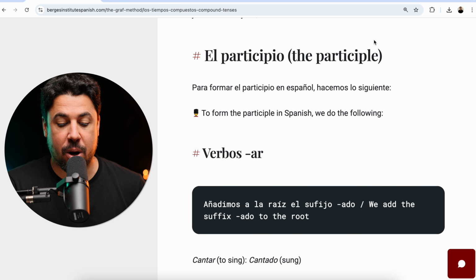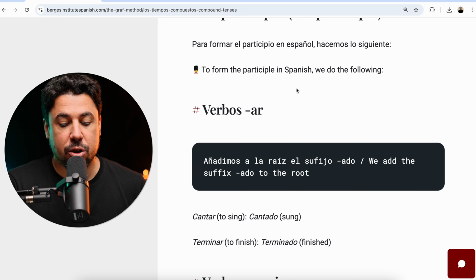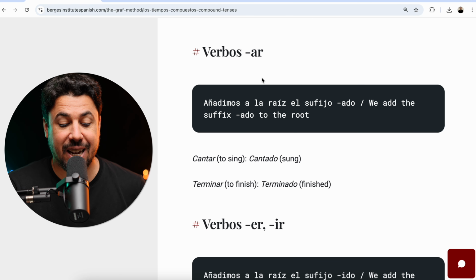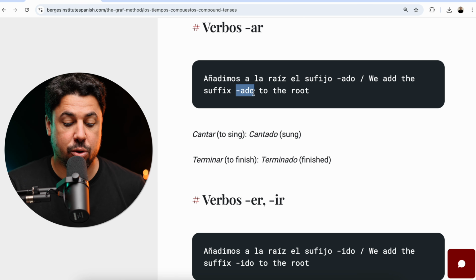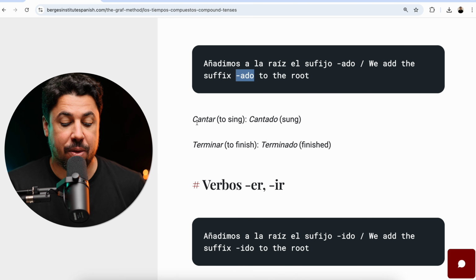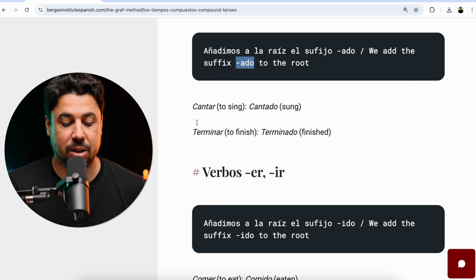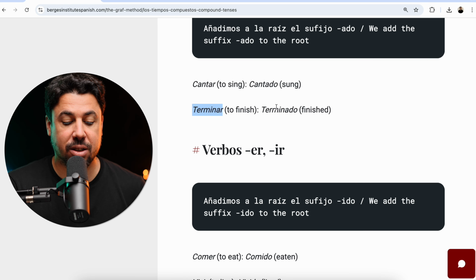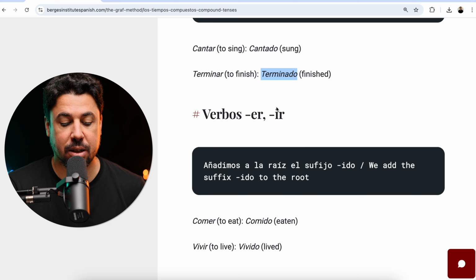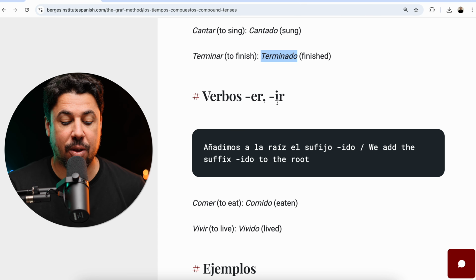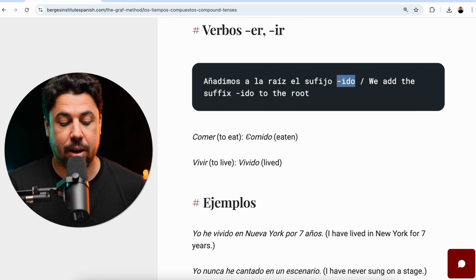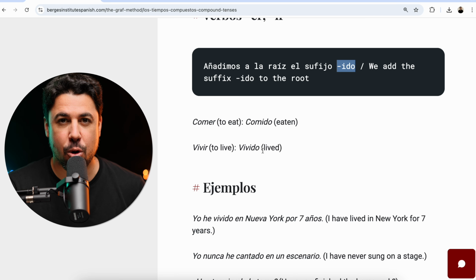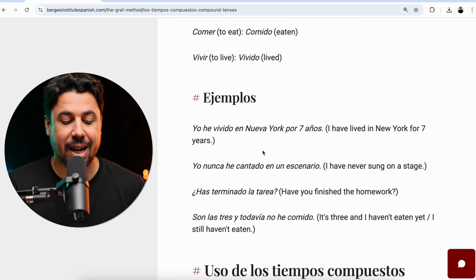Let's talk about the participle, el participio. So we do the following to form it. For verbs ending in AR, we just add the suffix ado to the root of the verb. So for cantar, to sing, cantado is the participle. For terminar, to finish, terminado is the participle. And for verbs ending in ER and IR, we add ido instead of ado. So comer, the participle eaten, comido. For vivir, vivido. Here are some examples.